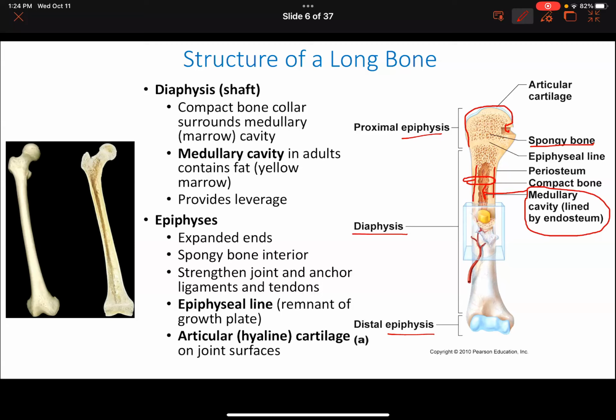There's also an epiphyseal line. This is where a growth plate was when one is young and a child and they're growing. As one becomes an adult, it forms into a line. And then on the joint surfaces, you can see here on this one end, articular cartilage is basically a layer over the epiphysis. And you'll have it down here too. And articular cartilage basically is going to aid in preventing friction between the two bones when they meet at a joint.